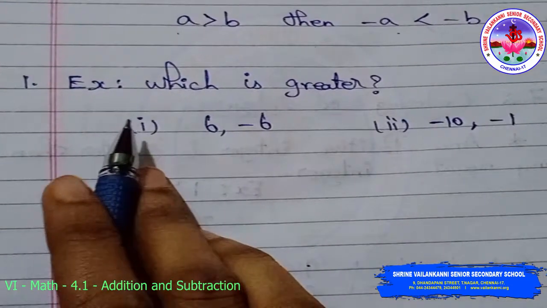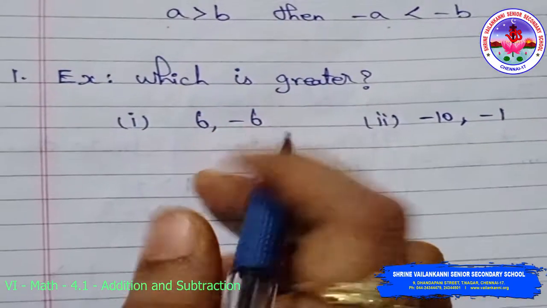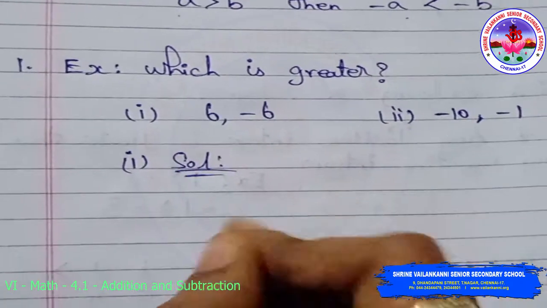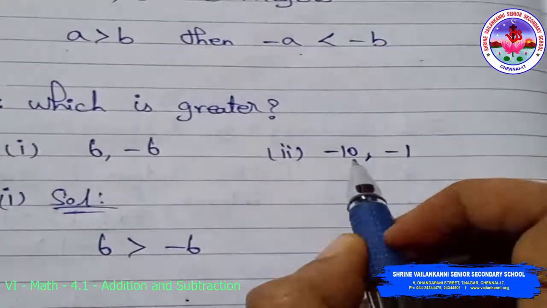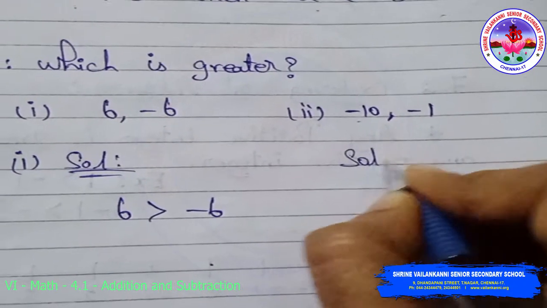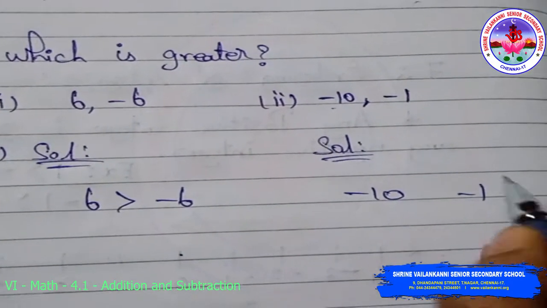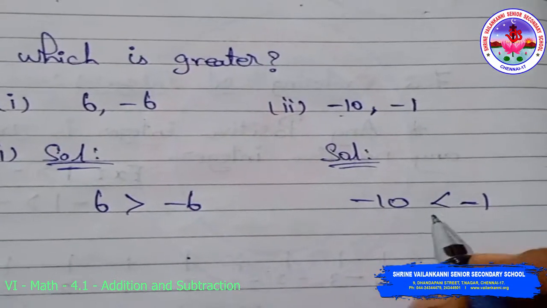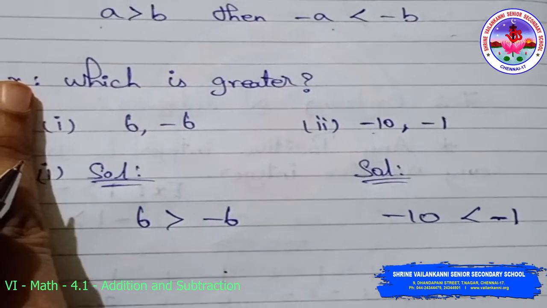For example, which is greater? The first one is 6 comma negative 6. Solution: 6 is greater than negative 6. Second one, negative 10 and negative 1. Which one is greater? Negative 1 is greater than negative 10, because when the negative values move to the left side, the values will be smaller.